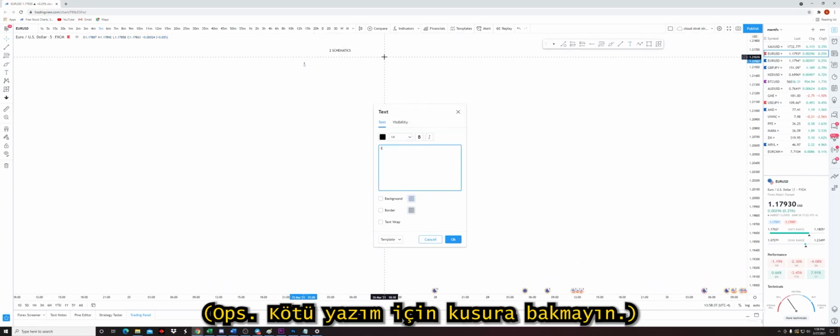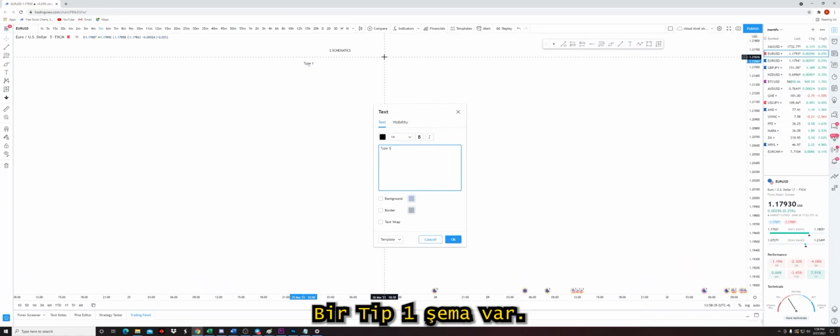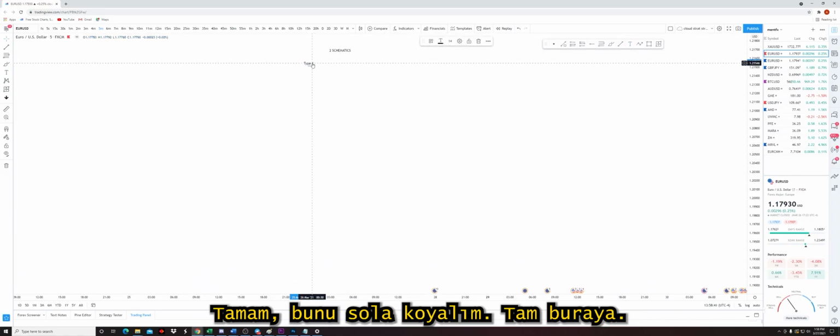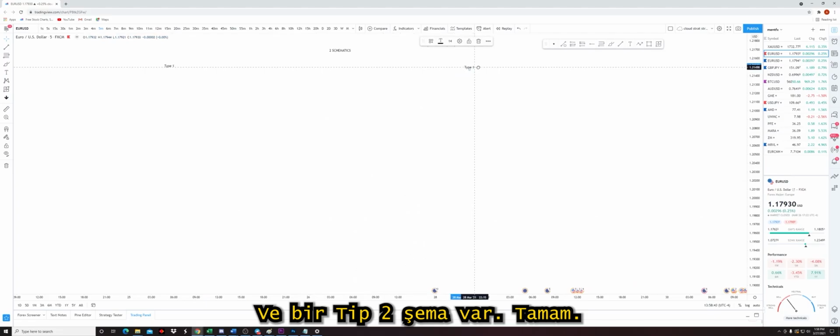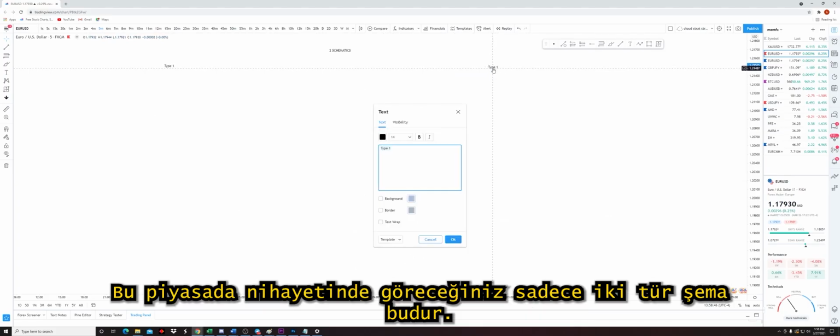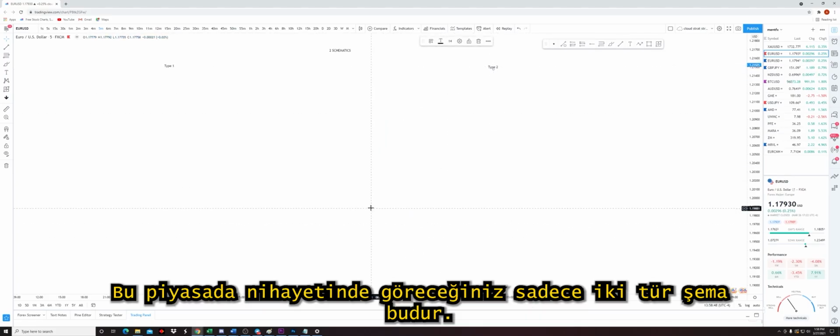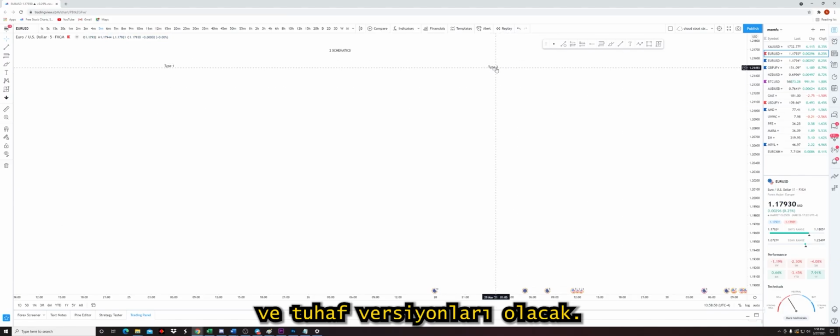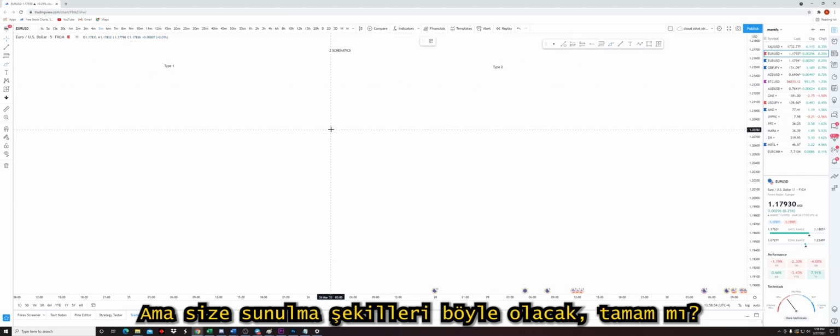There's a type 1 schematic. Okay, let's put that on the left right here. And there is a type 2 schematic, okay? These are the only two types of schematics that you're ever going to see in this market, ultimately. And there's going to be very weird and awkward versions of them, but this is how they are going to be delivered to you, okay?